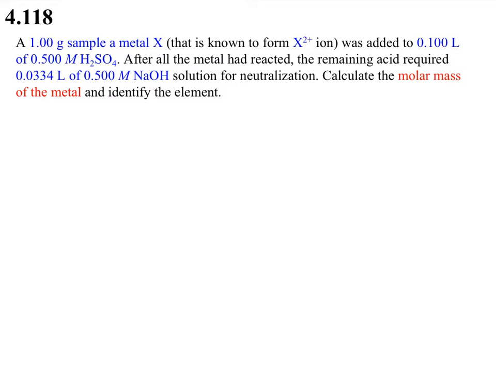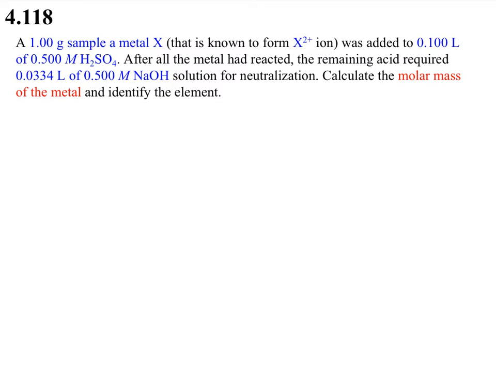So to calculate the molar mass, we know the mass of X. If we know the molar number of this amount of X, then we can calculate the molar mass. That is, we divide the mass by the molar number of X. That gives us the molar mass. So how many moles of X do we have here? That information is embedded in the molar number of sulfuric acid and the molar number of sodium hydroxide.